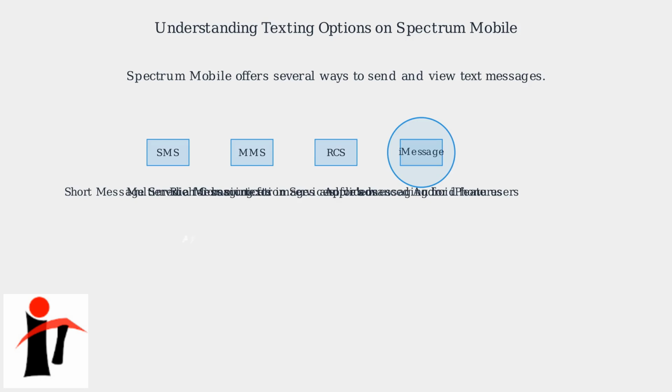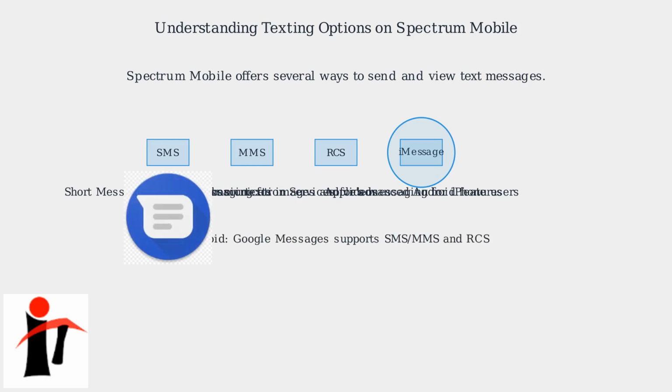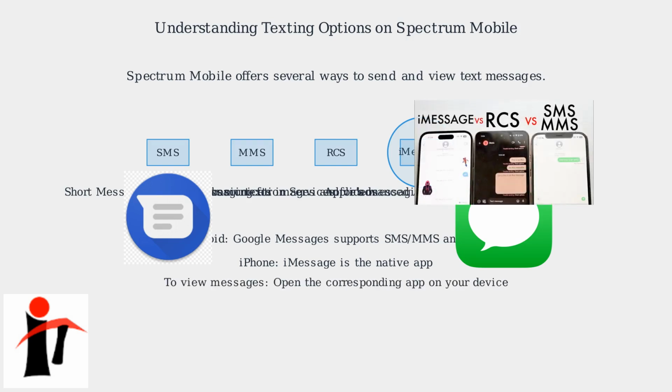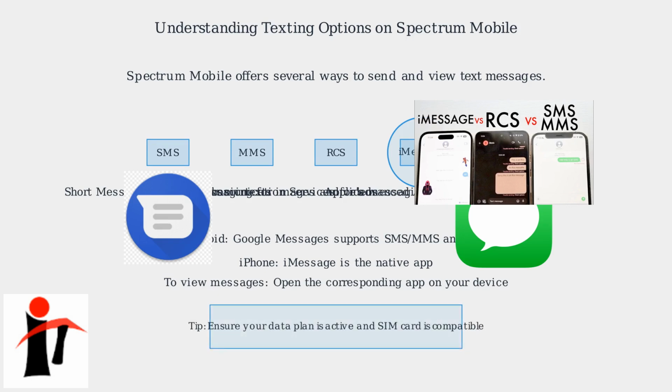Apple devices. If you're using an Android phone on Spectrum Mobile, the default messaging app is typically Google Messages, which supports SMS, MMS, and RCS. For iPhone users, iMessage is the native app. To view your messages, simply open the corresponding app on your device. If you're having trouble receiving messages, ensure your data plan is active and that you have a compatible SIM card.